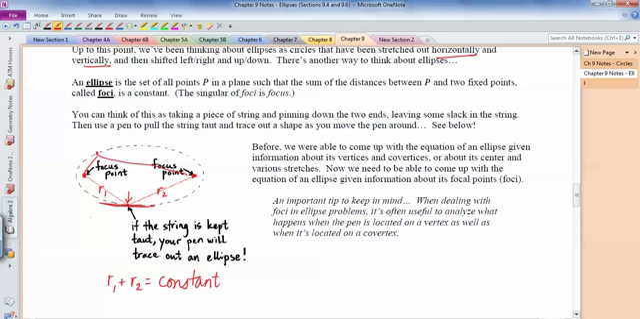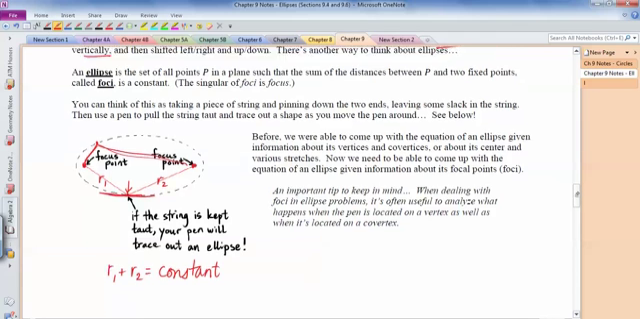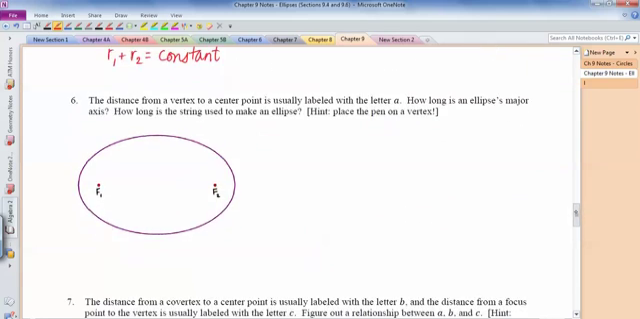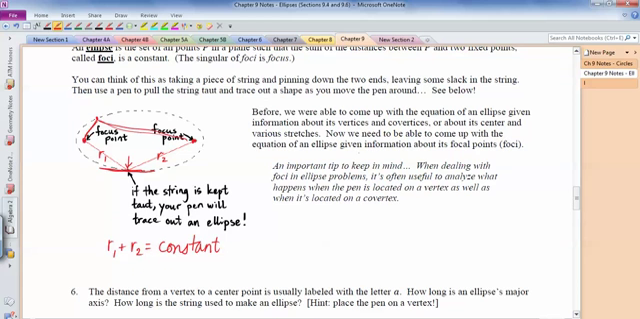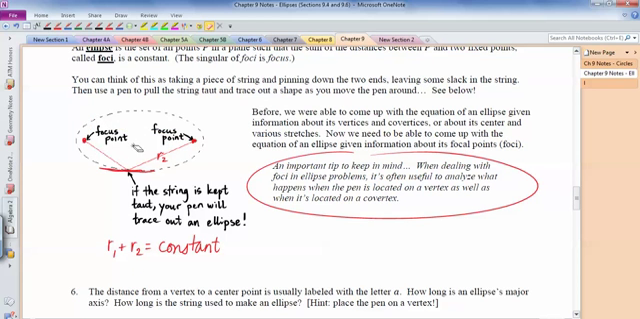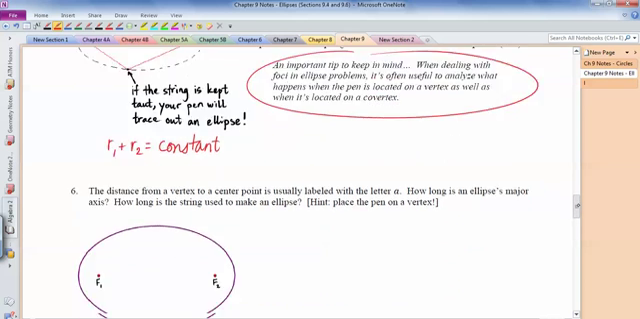So the question is going to be, how are the focus points? If you know the focus points and you know how long the string is, can you figure out the equation of the ellipse? Or depending on what information with the focus you're given, can you figure out what the ellipse's equation is? Now there's a tip that I give here. When you're dealing with focus problems, a good thing to do is to place the pen on the vertex and analyze stuff, and place it on a co-vertex and analyze stuff. So we'll actually do that right now.